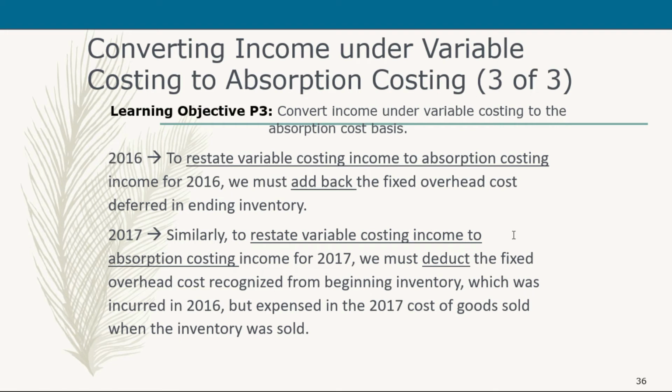for 2016, we must add back the fixed overhead cost deferred in ending inventory. And in 2017, similarly, to restate variable costing income to absorption costing income for 2017, we must deduct the fixed overhead cost recognized from the beginning inventory, which was already incurred in 2016 but expensed in the 2017 cost of goods sold when the inventory was sold. Okay?